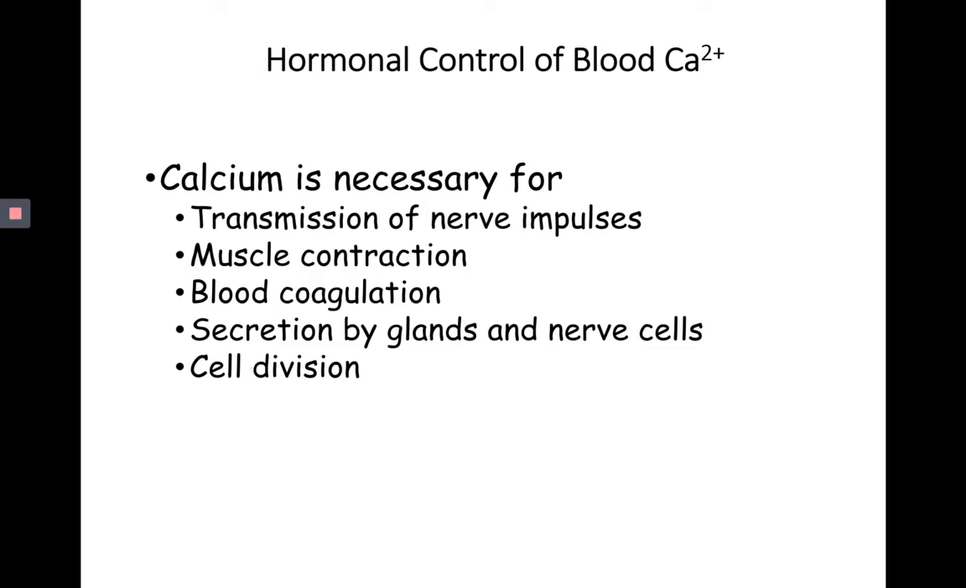I also mentioned how important calcium is, and some of this you'll learn later, but here's just a quick list. It's important for muscle contraction, which will be chapter 9, transmission of nerve impulses, which will be chapter 11 through 14, blood coagulation, secretion by glands and nerve cells, which will be endocrine system, anatomy, physiology. We touched briefly on blood coagulation and cell division.